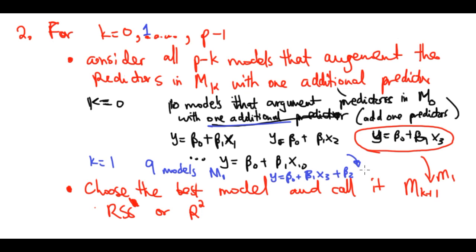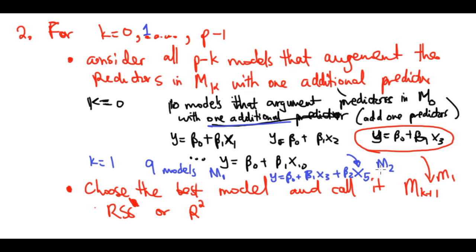Then we choose the best one out of those that we have created in k equal to 1. Let's say the best one is when we have added x5. When we choose the best, you call it Mk plus 1. Our k equal to 1, so it's 1 plus 1, M2. So we are going to call this our M2. And then we go back in the loop.